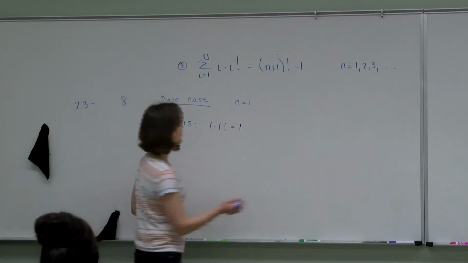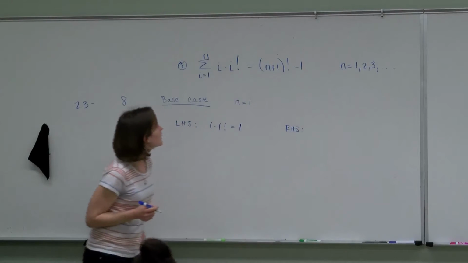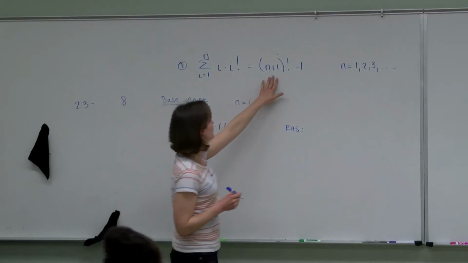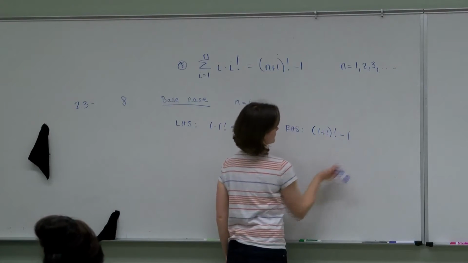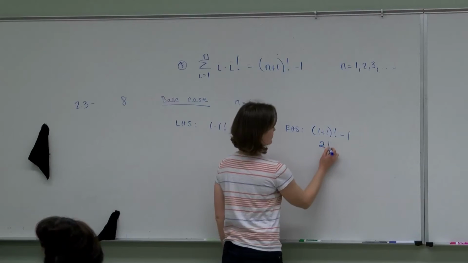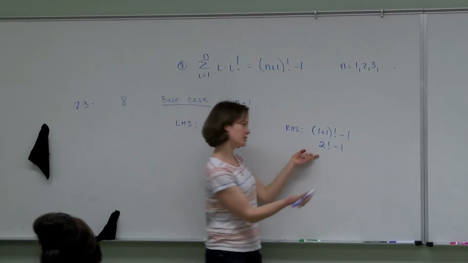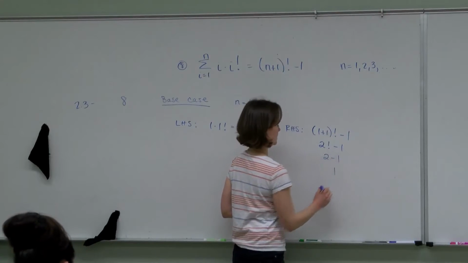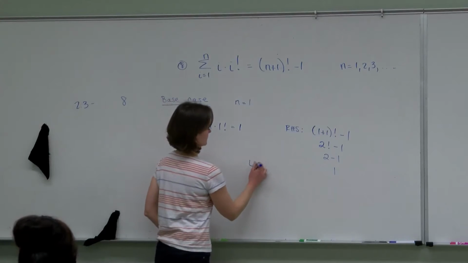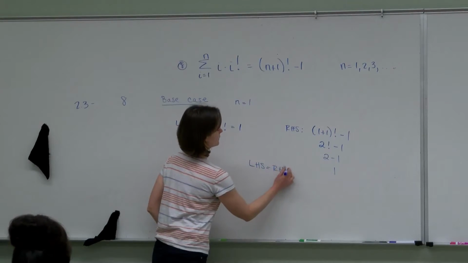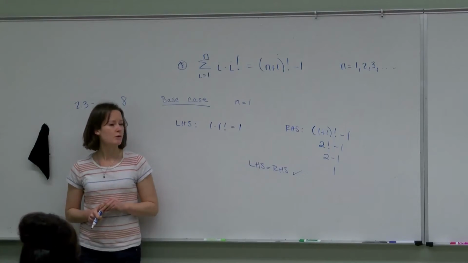Not too bad there. And then for the right-hand side, if we plug n equals 1 into our formula, we get (1 plus 1) factorial minus 1. So this gives us 2 factorial, which is defined to be 2 times 1, which is 2. So 2 minus 1 is also 1, so the left-hand side is equal to the right-hand side. So the formula holds, at least for that first value of n that we think it should hold for.